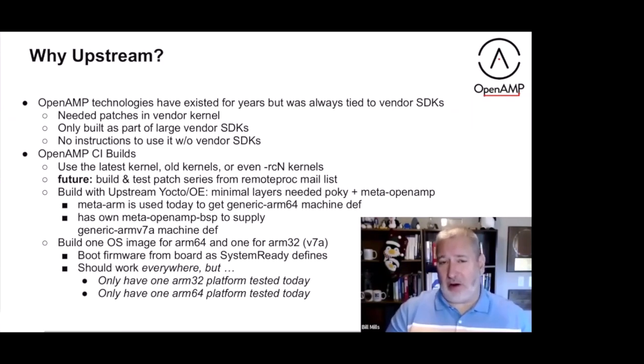We do bring in Meta ARM, and this is to get the generic ARM64 machine definition. We also have our own layer that's really just for CI purposes. We don't intend other people to use this, it's not in the Meta OpenAMP BSP layer. And that provides a generic ARMv7 machine definition. The idea is that we be able to build one ARM64 OS image and one ARM32 OS image, and then those images should work on multiple platforms.